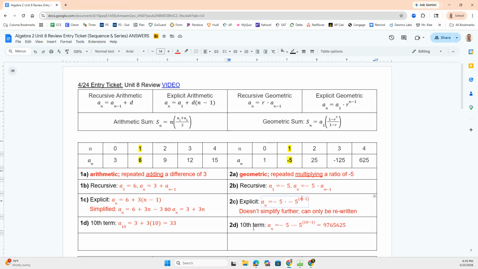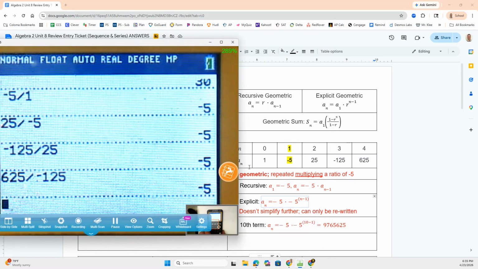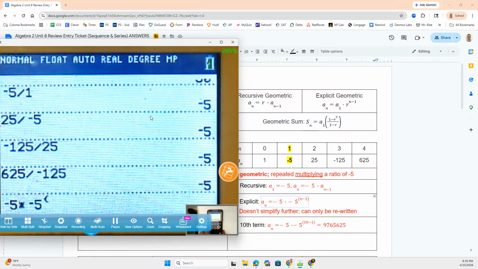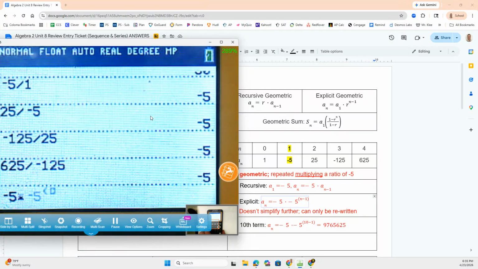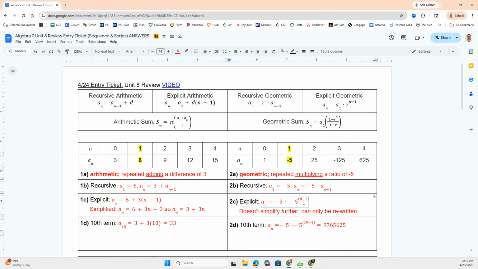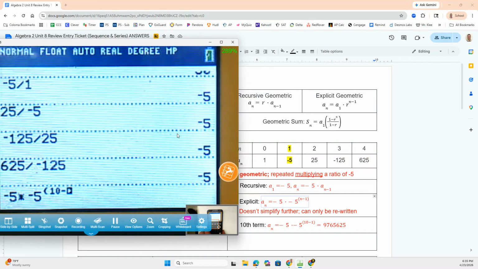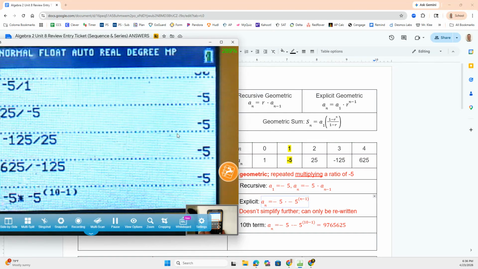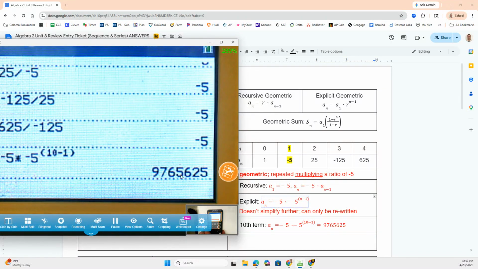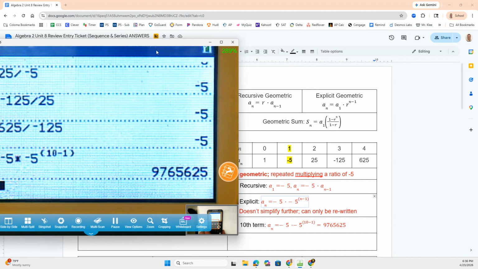And then lastly, if I want to find the 10th term, I'll pull up the calculator again here real quick. I would simply type in the rule, negative 5 times negative 5, and I need to make sure that the exponent here is 10 for the n, minus 1. So that's ultimately negative 5 to the 9th power. I don't really need to do mental math to get that. I get 9,765,625. So there you go.